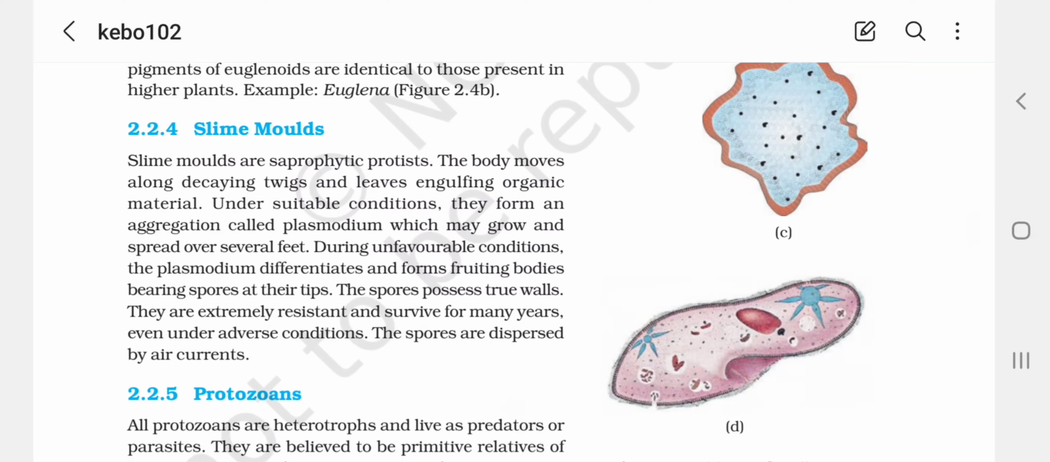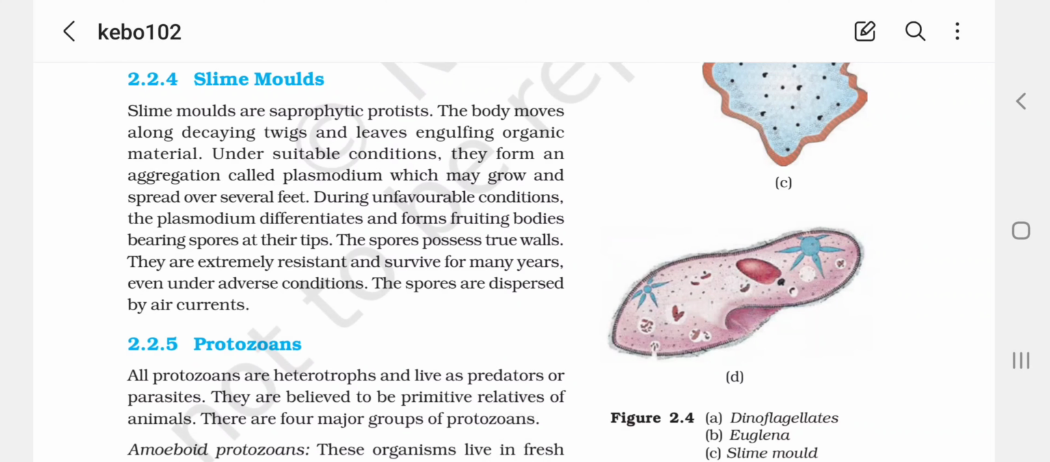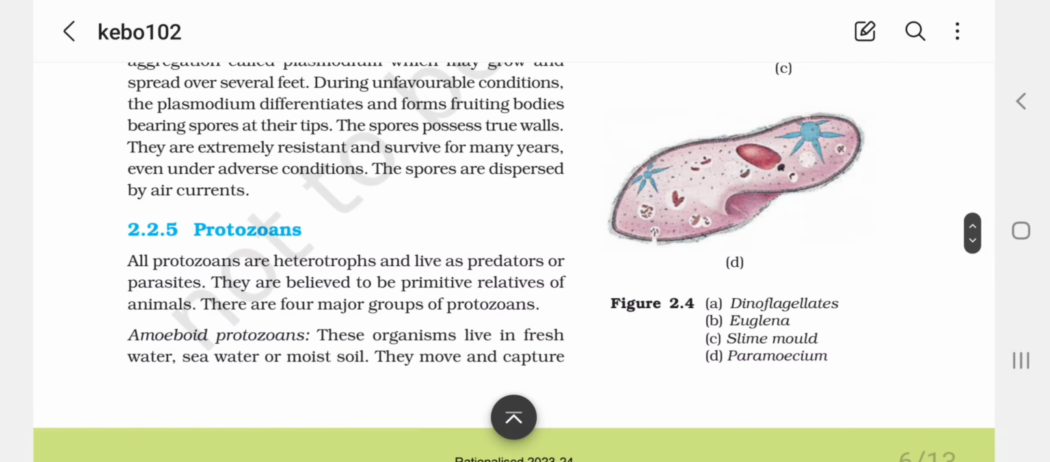2.2.4 Slime molds. Slime molds are saprophytic protists. The body moves along decaying twigs and leaves engulfing organic material. Under suitable conditions, they form an aggregation called plasmodium, which may grow and spread over several feet. During unfavorable conditions, the plasmodium differentiates and forms fruiting bodies, bearing spores at their tips. The spores possess true walls. They are extremely resistant and survive for many years, even under adverse conditions. The spores are dispersed by air currents.